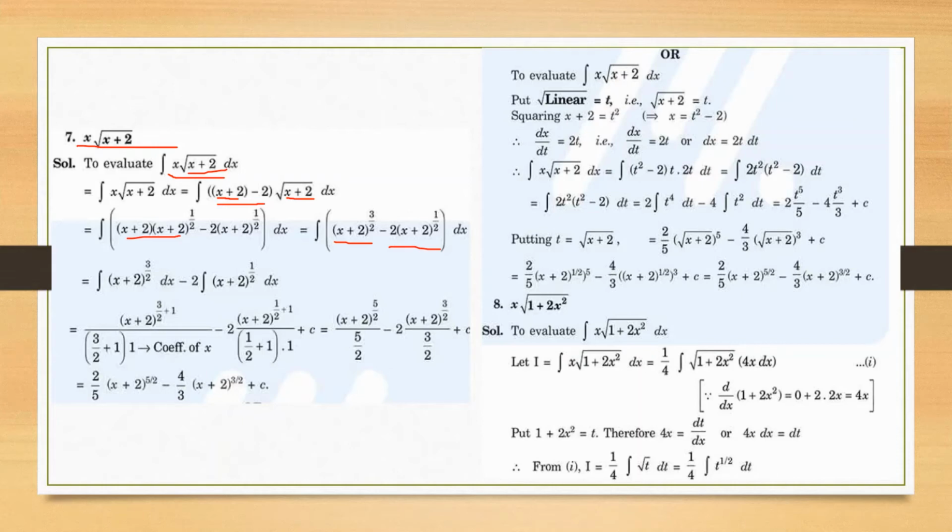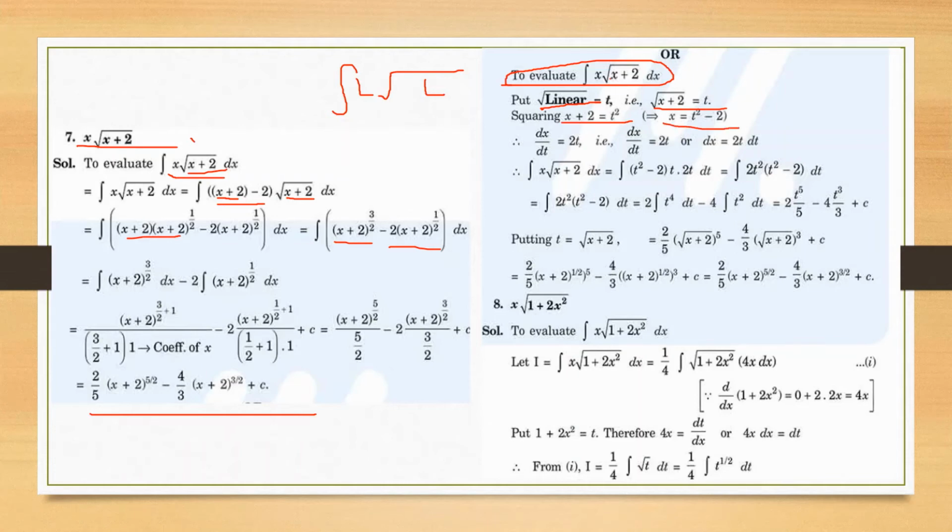Okay, but I would suggest that better is to learn a format, how to treat linear under root linear. Whatsoever the question is, put the linear inside the root as t. Okay, root x plus 2 is t. Squaring, what will you get? x plus 2 is t square, or x is your t square minus 2. Now change the complete question to your t.